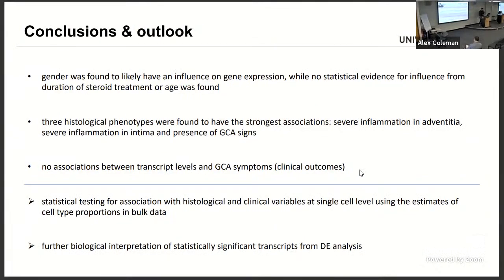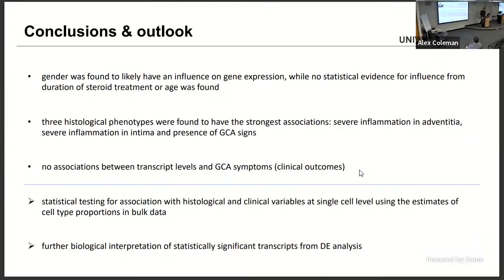So just to wrap up everything, as I showed, we did not find any statistical evidence to say that there's influence of steroids treatment or age on gene expression, but we did find some evidence to say that gender is very likely to be a confounding factor. And then there were 3 of the histological phenotypes that have the strongest associations. And on the other hand, we did not find any associations with the clinical variables.